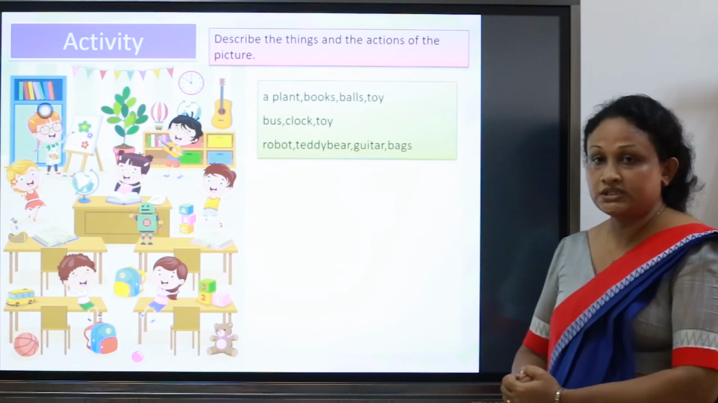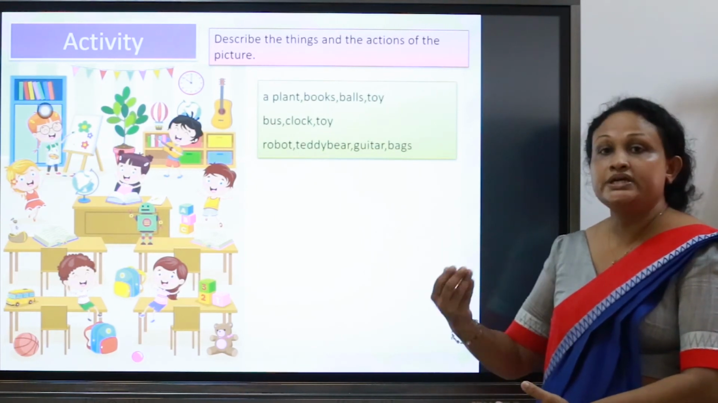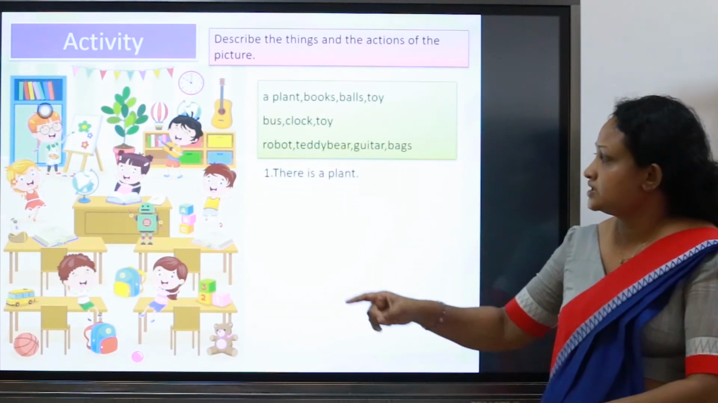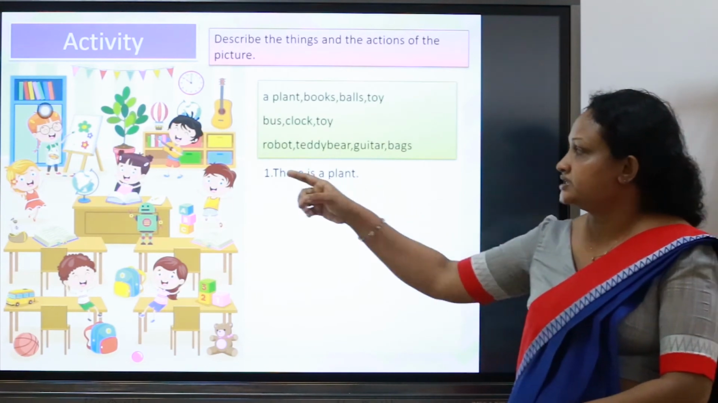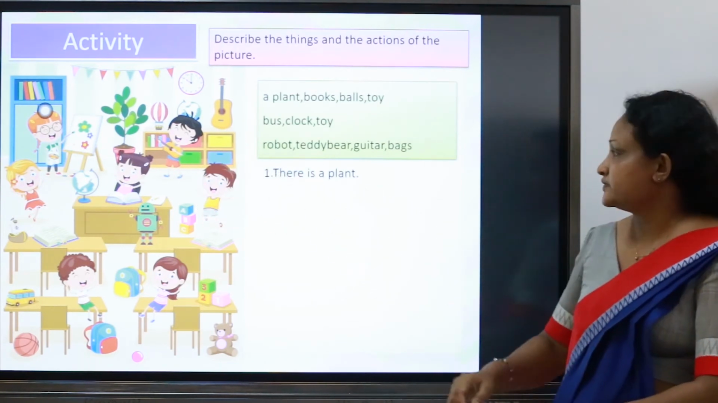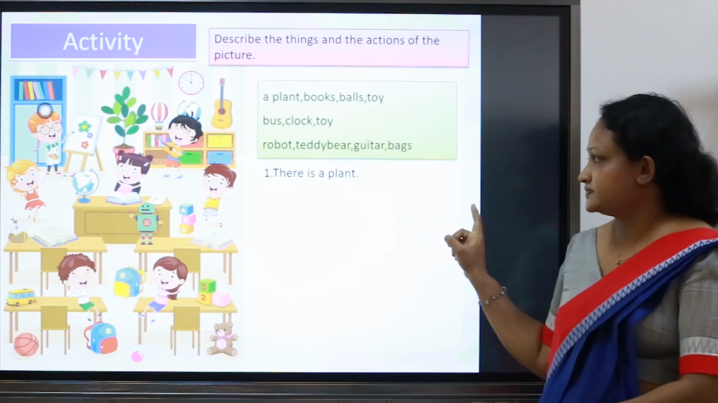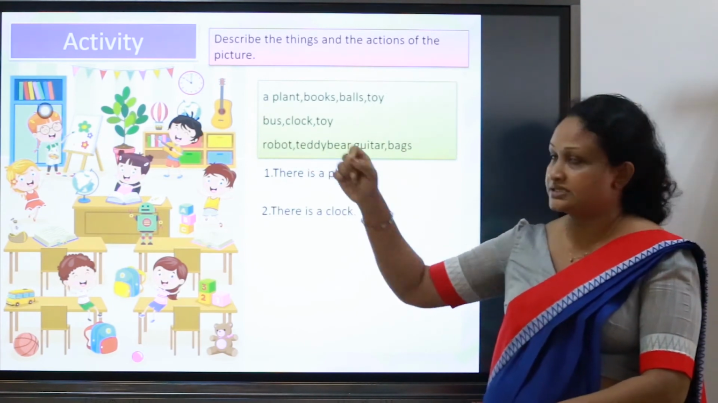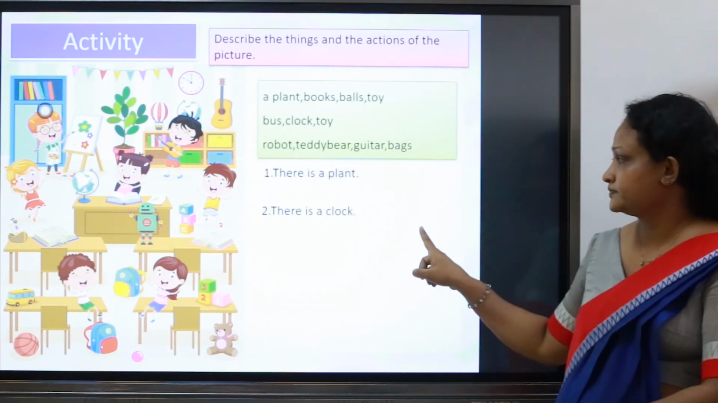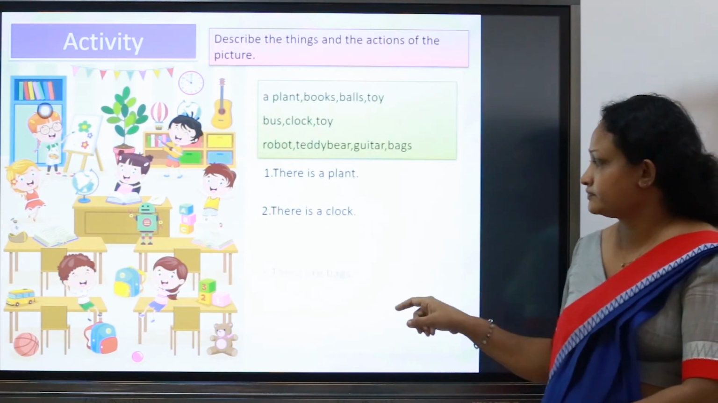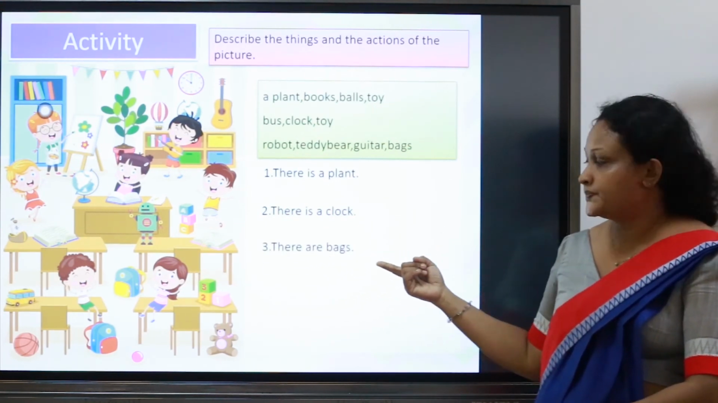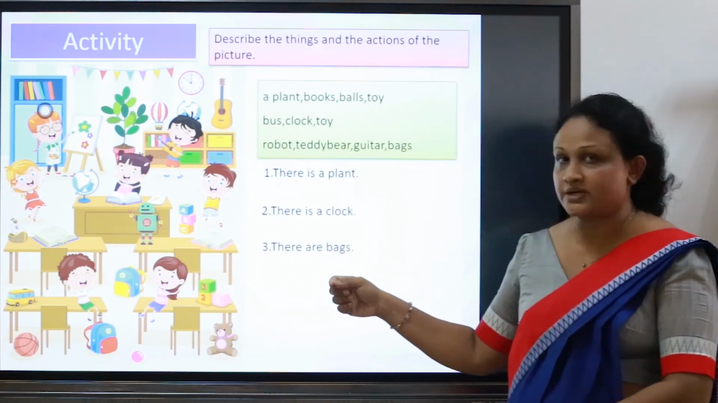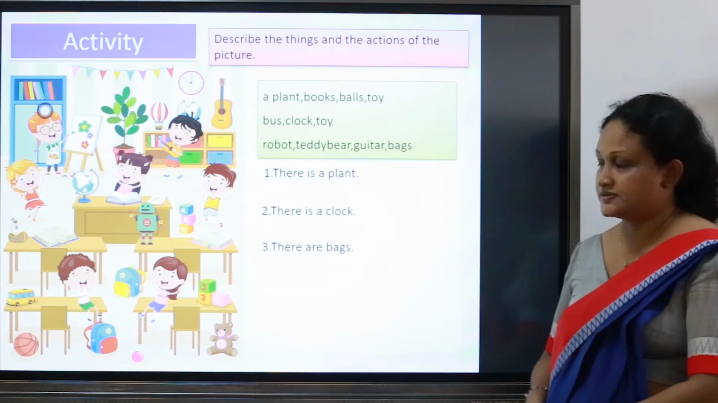So, we'll do the first one, that is, we'll describe the things in the picture. Here there is a plant. Here you can see a plant in the classroom. So we can write there is a plant. There is a clock. Here there's a clock in the classroom. There are bags. We have used there are here, as there are a lot of bags, we can write there are bags.